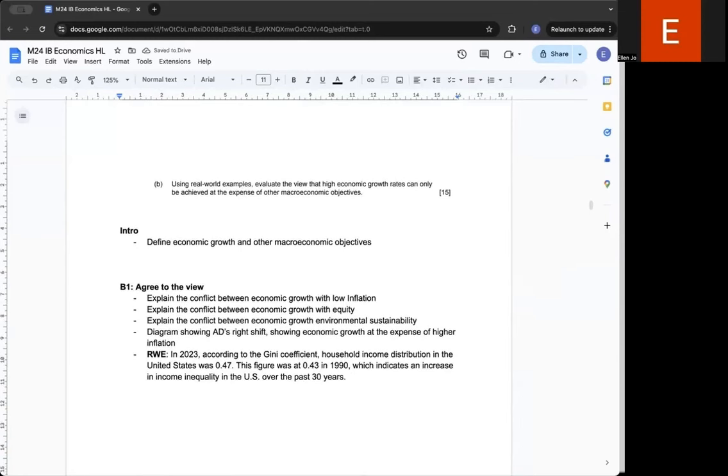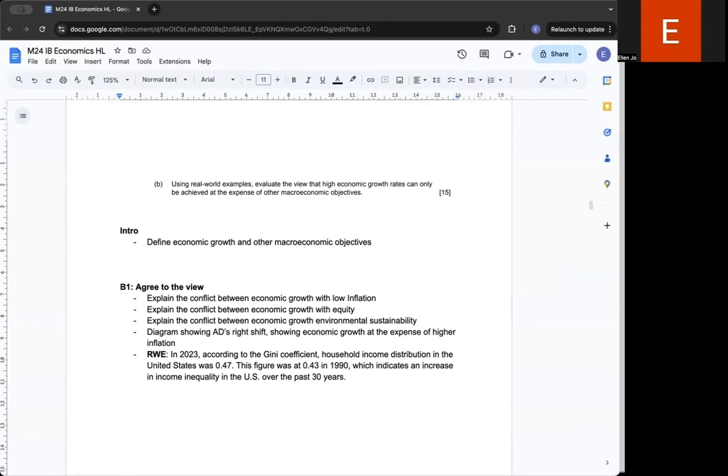First, in body 1, the discussion can present a few ideas that agree with the view. Since there are multiple macroeconomic objectives that have conflict with this goal, you can explain the details of such, like the conflict between economic growth and low inflation, and the conflict between economic growth and equity, not to mention the one between economic growth and environmental sustainability.